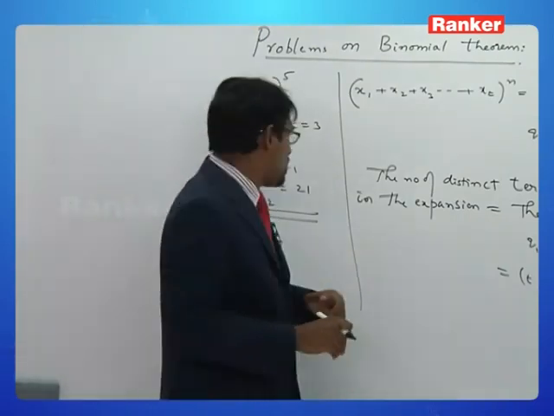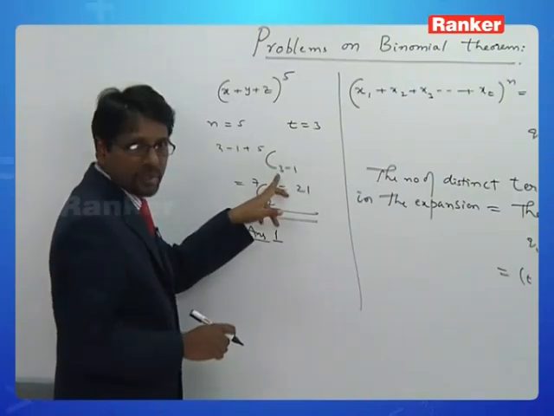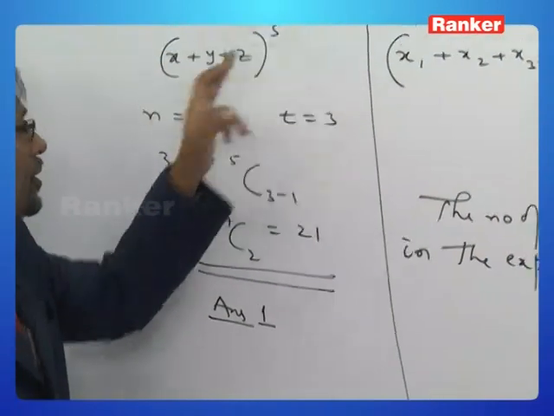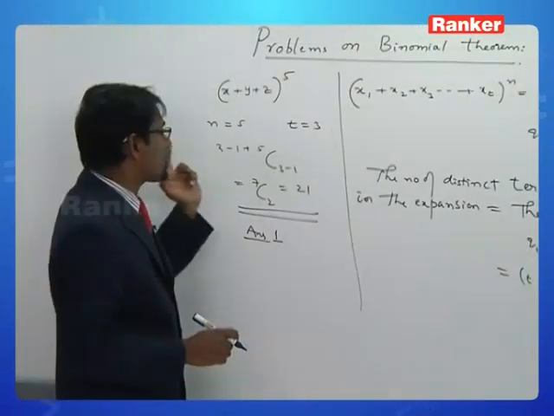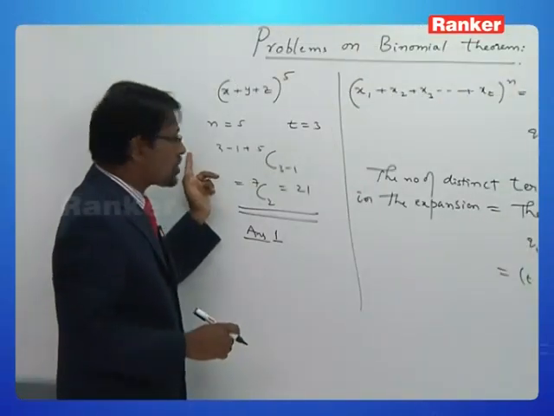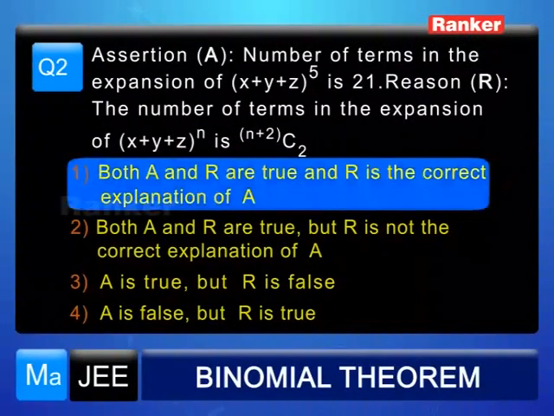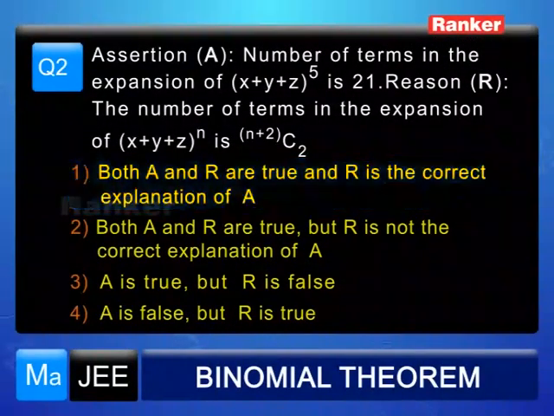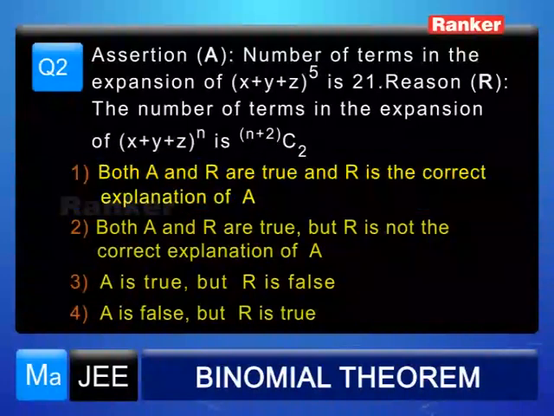So the answer is clearly n plus 2 C 2, 5 plus 2 C 2 here, right? If it is power n, it would have been n minus 1 plus 3, that makes it n plus 2 C 2 there. So that's correct. So both A and R are correct, and R is in fact the correct explanation for A. So the correct option is 1.